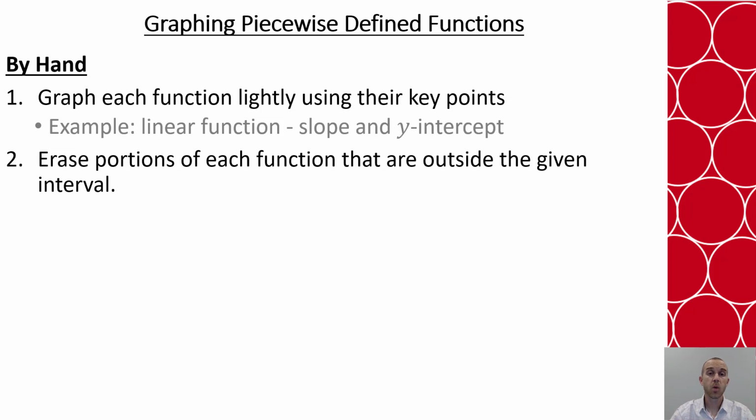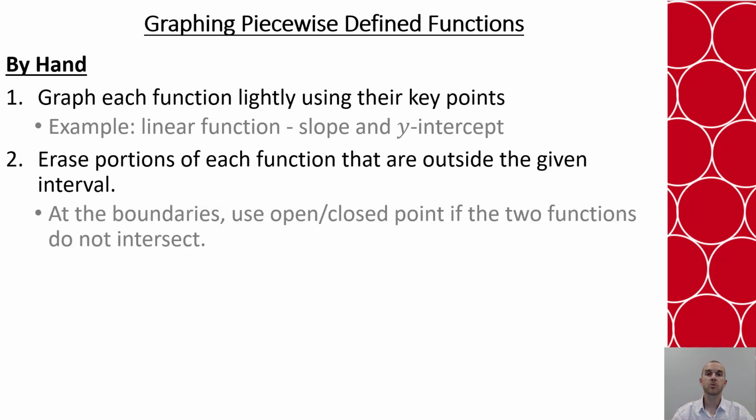Now, it is important, though, that sometimes when you graph these different functions, they're not going to meet at a given coordinate. When that happens, you need to put an open and closed point at the different locations to represent where the function is defined and where it is undefined at that given point.